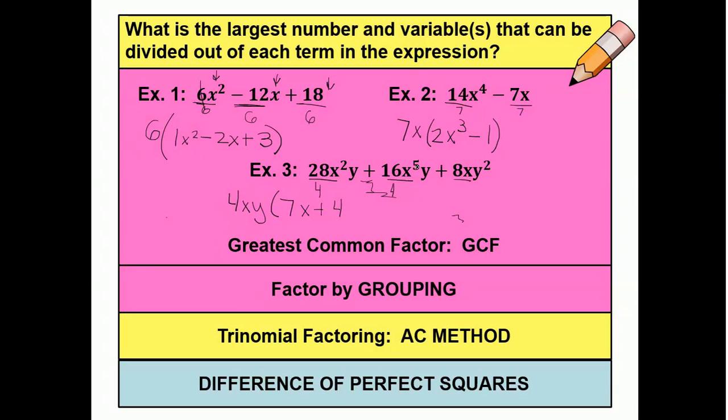I had 5 x's originally, took 1 away, so now I'm at x to the 4th. I had 1 y originally, I took that y away, put him outside, so I have no y's left over. 8 divided by 4, I'm going to be left with a 2. I had 1 x originally, I took him away, so I don't have any x's with this 2, but I did have 2 y's, and I took a y away, so I have 1 y left behind. That is greatest common factor.